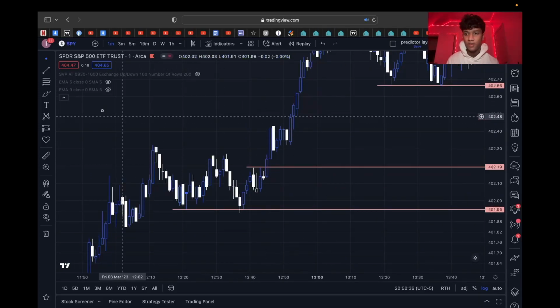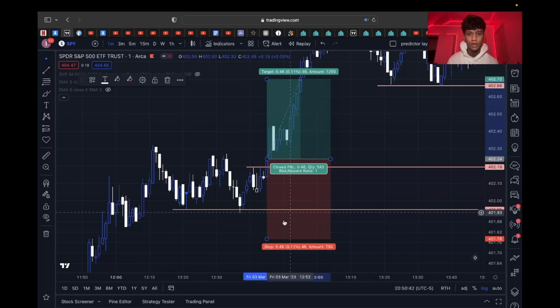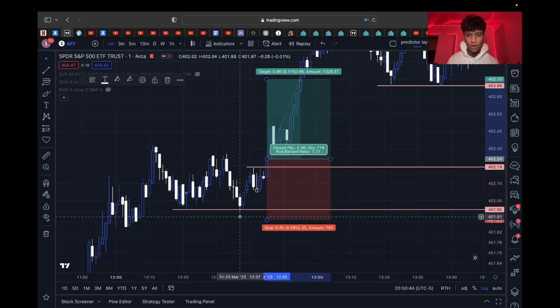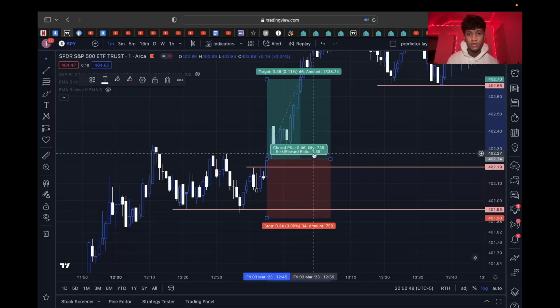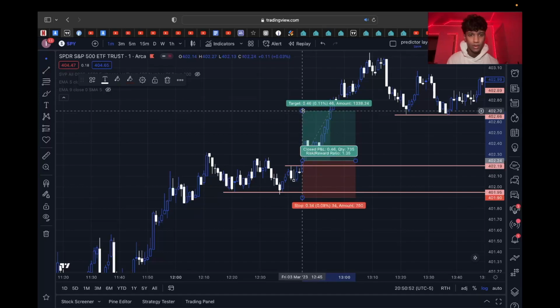So it closes above here. You take a long position, right? Yes, long position. Let's say it closes above here. You hop in right here. You put your stop loss right below this low. I'd say right there. And then I like to do 1.5 as my risk to reward ratio.